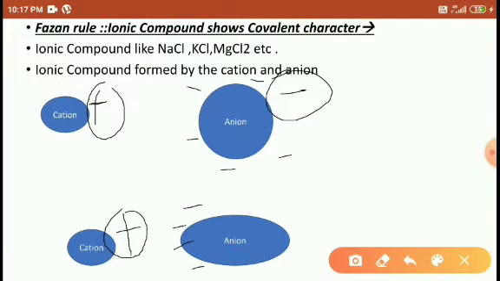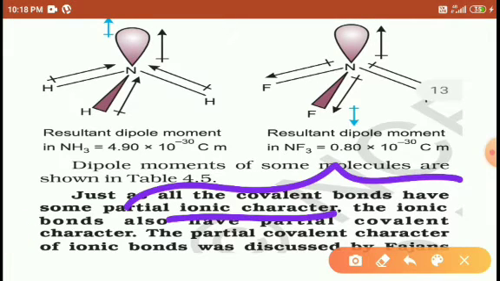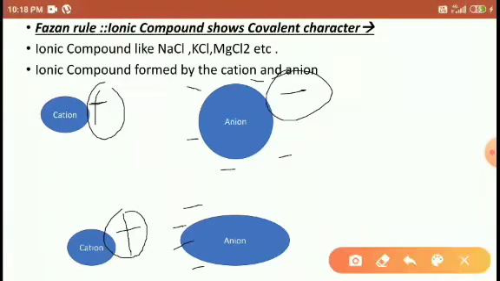Fajans' rule also explains that an ionic compound shows covalent character, which is opposite to the previous topic, students. In the previous slide we discussed that a covalent bond has ionic character. So what is the covalent character here? Look at here: ionic compounds like NaCl, KCl, MgCl2 are formed by cations and anions. We have already discussed this, students, right?